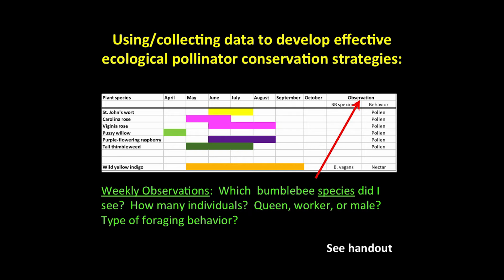So first of all, this is based on our work: Carolina and Virginia rose. This is its bloom time. So if you have willow, which is extremely important, plus these two, you've got pollen available right through August. Wild yellow indigo is a favorite of Bombus vagans. It's got a long bloom time. There is a nectar source for Bombus vagans. So between this and this, you've got Bombus vagans, which is a species in trouble.